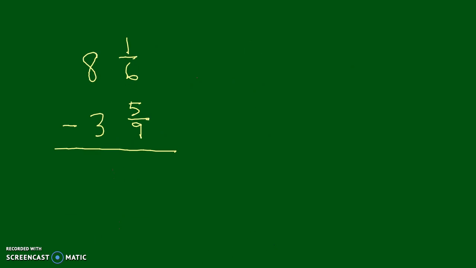For our second sample problem, we're going to do 8 1/6 subtract 3 5/9. Again, we're going to start by working on our fractions first. For this problem, the denominators are different, so we're going to have to find a common denominator. In previous videos, we talked about 3 different strategies to do that. One of them was a quick common denominator where we multiply the numbers together. In this case, 9 times 6 would be 54. That's a pretty big number.